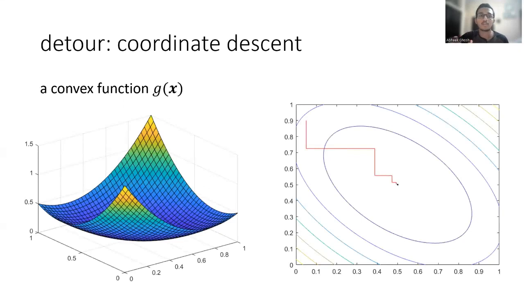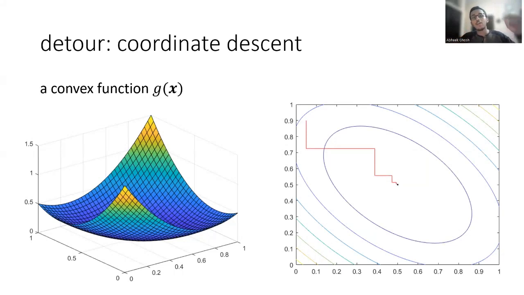Let's take a small detour and talk about something called coordinate descent. Let's say we have a convex function g(x). I have plotted a simple convex function on this slide. On the left side, we have a surface plot of g. On the right side, we have the contour plot of the same function.